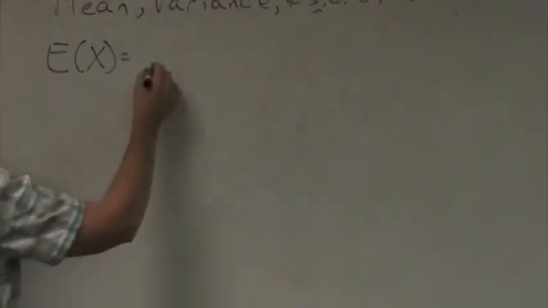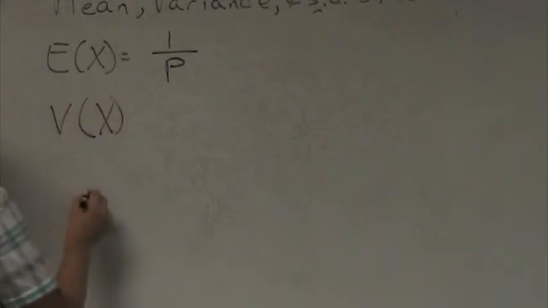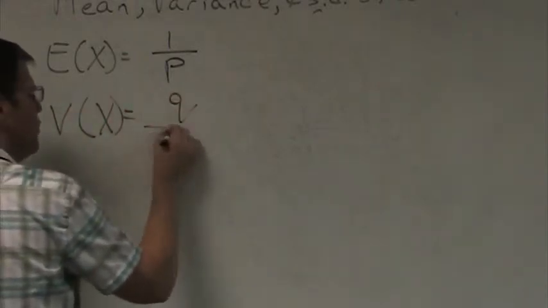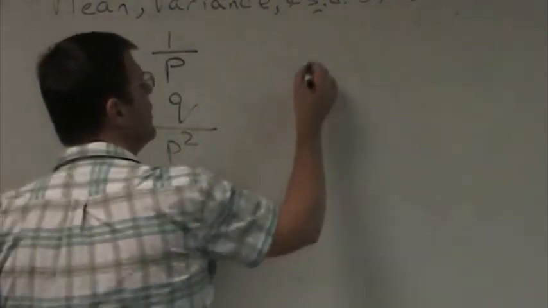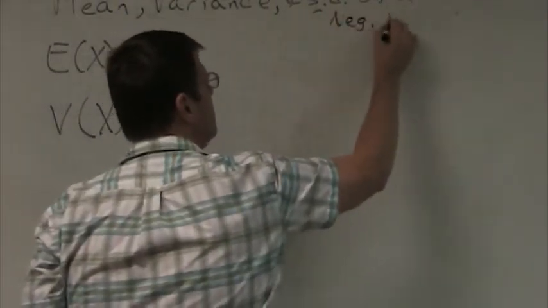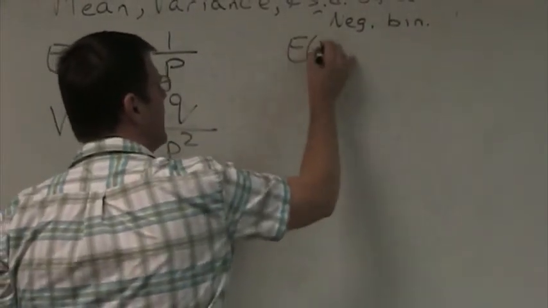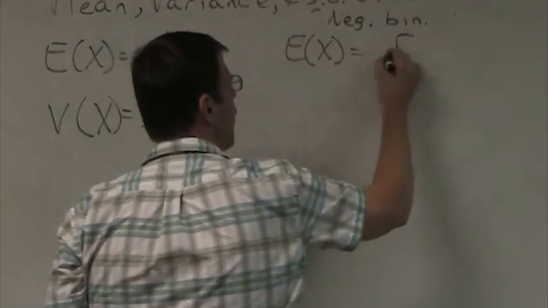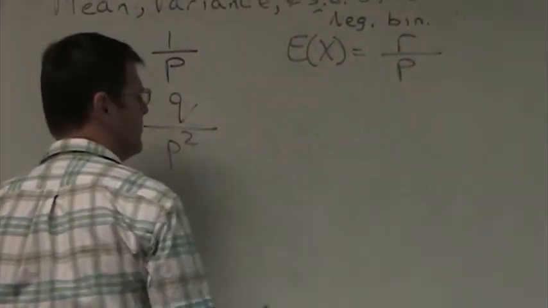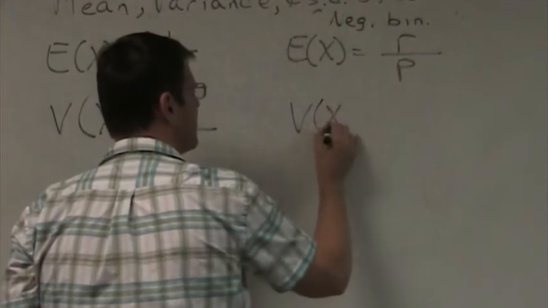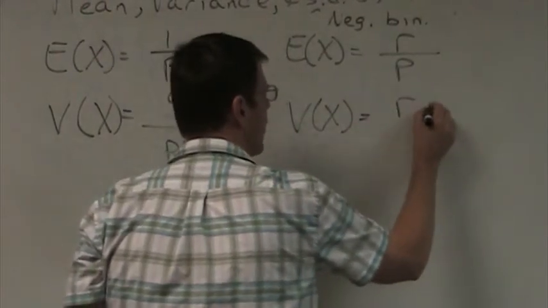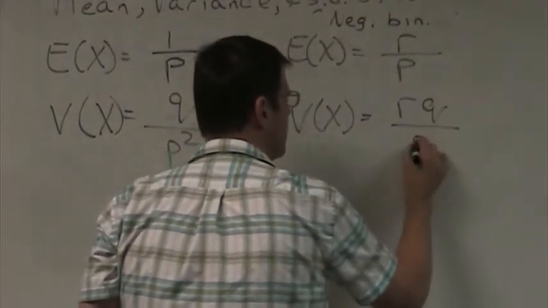So again, for geometric here, the mean is 1 over p. The variance for a geometric works out to be q divided by p squared. For a negative binomial, the expected value of x is r divided by p. The variance of x is equal to r times q divided by p squared.